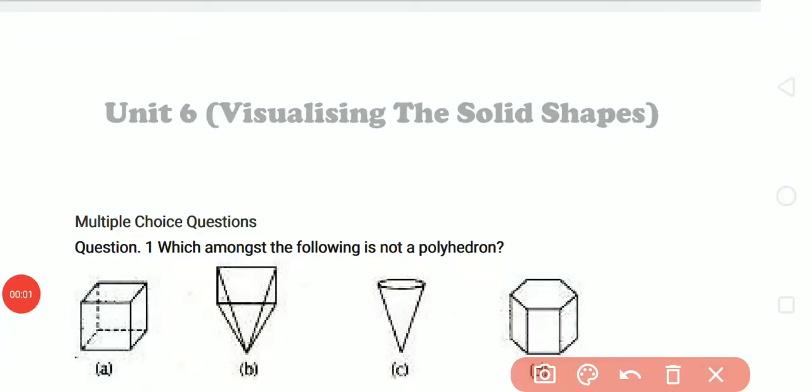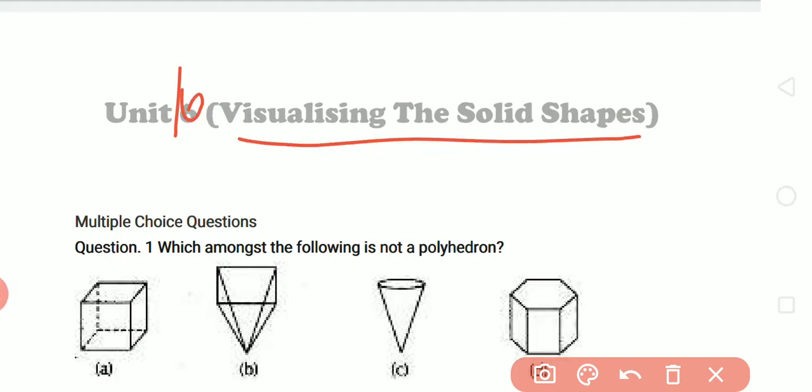Hello everyone, today we are going to start the revision of chapter 10 in your NCERT book, that is visualization of the solid shapes. So let us start the first question from the multiple choice questions. Which of the following is not a polyhedron?